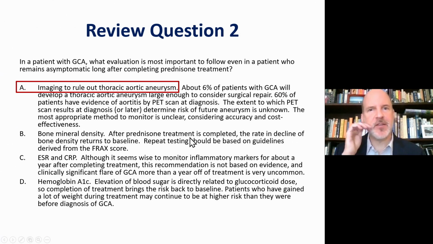And yes, I agree. The thoracic aortic aneurysm, obviously, if the patient has diabetes, has osteoporosis, you'll keep on these other things. I personally don't keep following the ESR and CRP. Most patients, once they're done with treatment, do not have a relapse of this disease, although it can happen. And that is it.